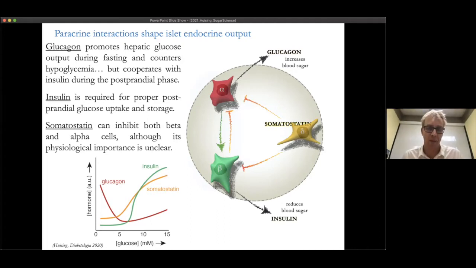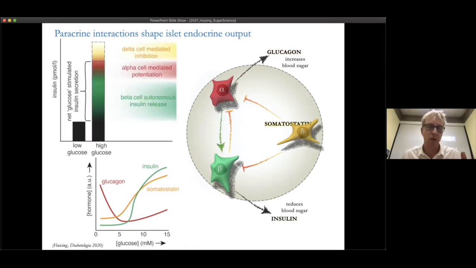Now, the overall picture is that what we tend to call glucose-stimulated insulin secretion, where you take some islets, whether mouse or human, put them in a dish, add glucose, and measure insulin release, and we say this is the insulin coming out of the islet in response to glucose stimulation, is actually the direct beta cell autonomous response to nutrient stimulation, potentiated by an alpha cell dependent mechanism and restrained at the same time by a delta cell mediated feedback inhibition.